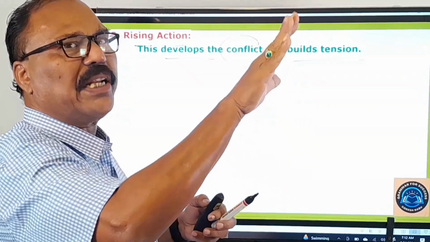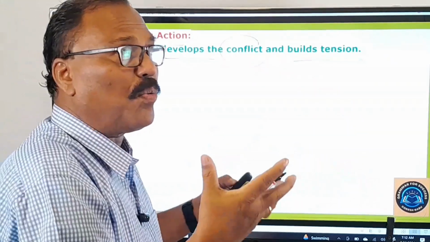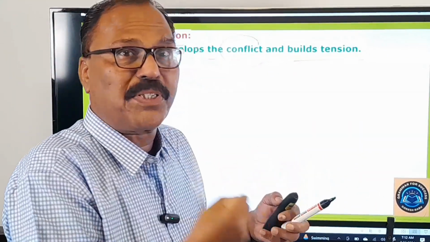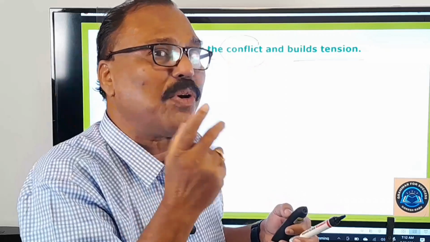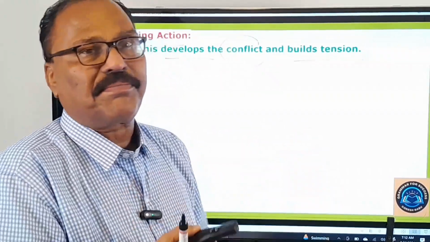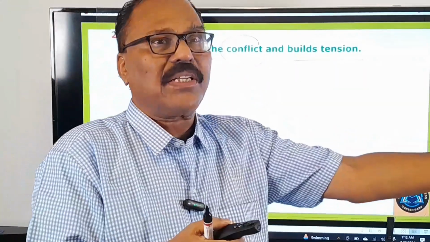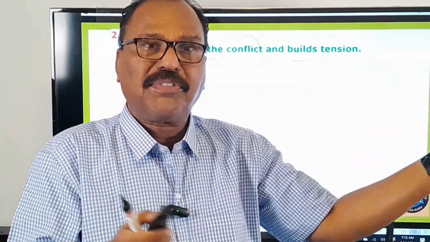It will create a big tension among the audience. Oh, what happens to this family? What happens to that family? What happens to Romeo and Juliet? So the people will get some kind of tension. So this rising action will take the audience to that state of tension.